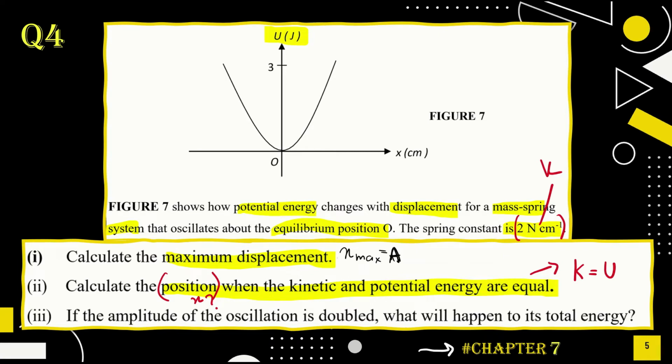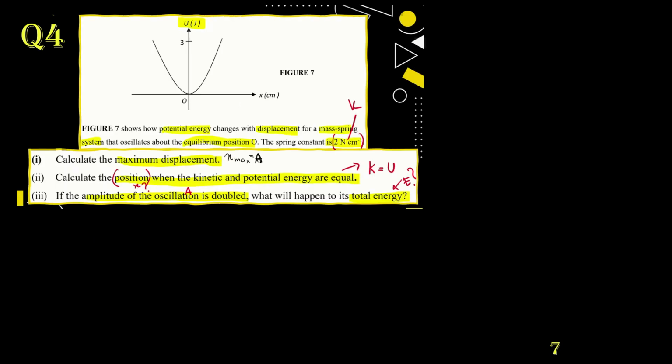And the last one: if the amplitude of the oscillation is doubled, what will happen to the total energy? We're solving the first question now. Calculate the maximum displacement, x max.